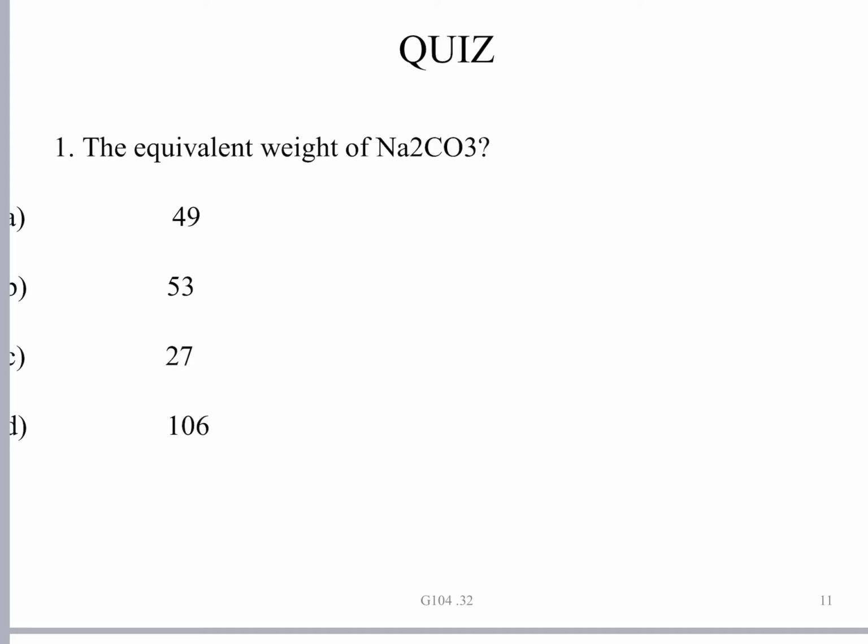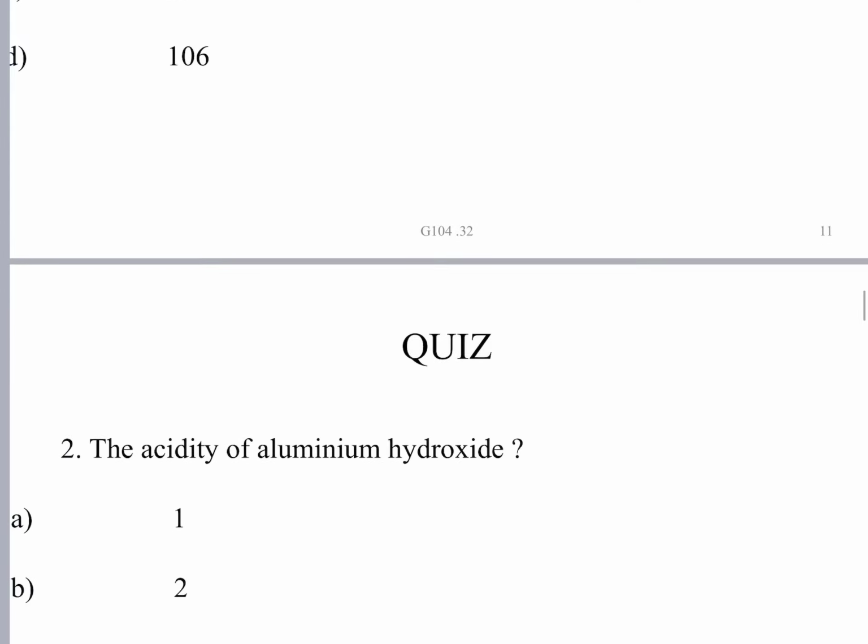Na2CO3 dissociates into 2 Na plus and CO3 2 minus. So the charge, either positive or negative, is 2. So the dividing factor is 2. So the equivalent weight of Na2CO3 is gram molecular weight by 2, that is 106 by 2, that comes to 53 grams.